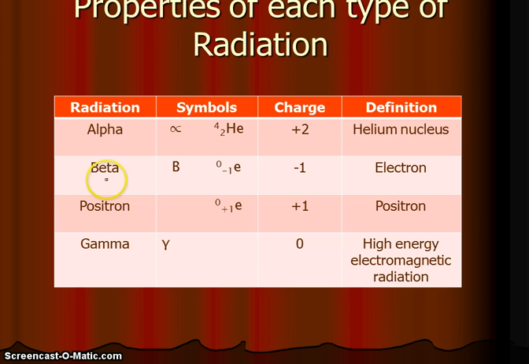If we deal with beta particle radiation, our symbol for that is a B. Essentially what we're looking at is an electron, so we're going to use the symbol E. Electrons essentially have 0 for their mass and a charge of -1. If we look at positron emission, we're looking at a positively charged particle, a positron. It's got a mass of 0 and a charge of +1. And if we look at gamma radiation, what we're dealing with isn't a particle, but energy. High energy electromagnetic radiation is emitted.